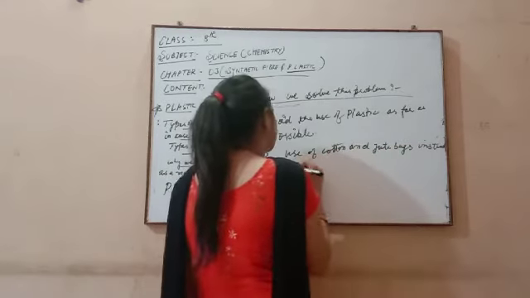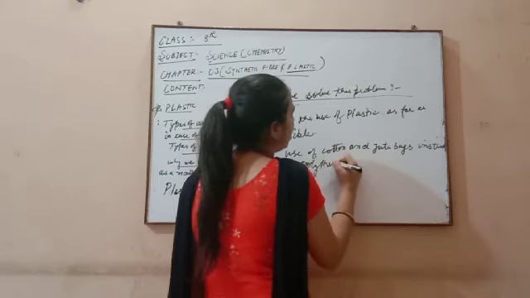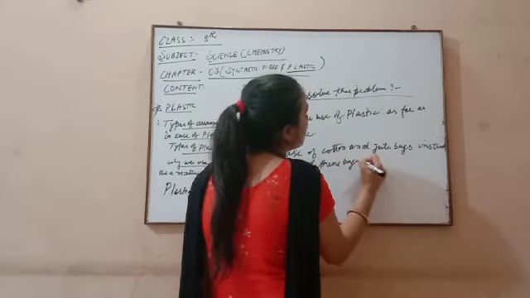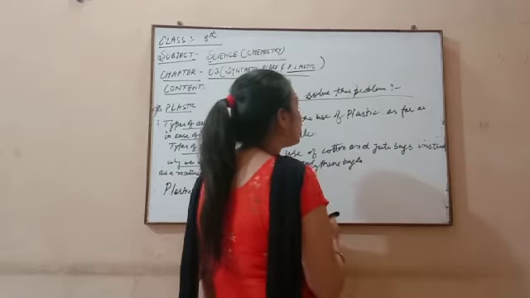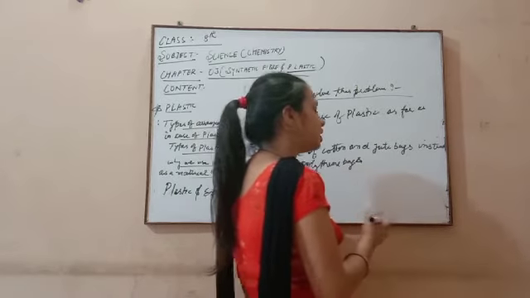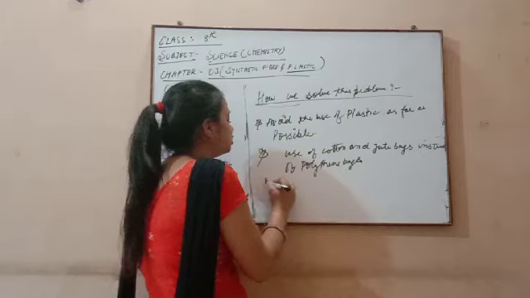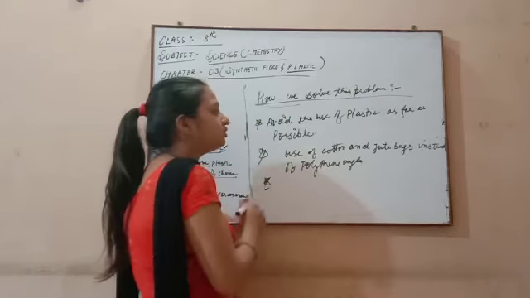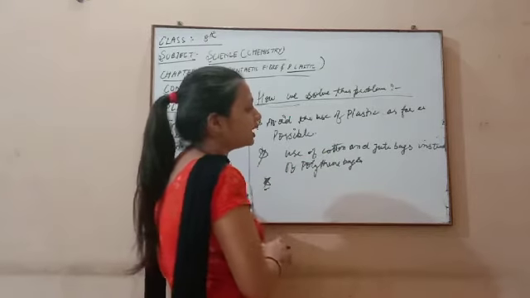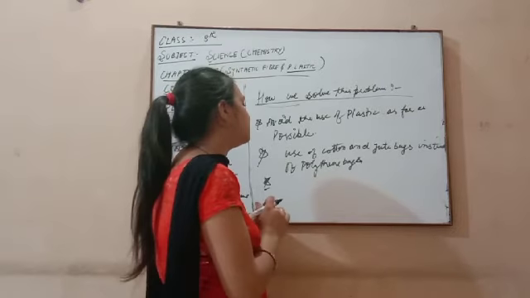Polythene bags. Instead of polythene bag, because polythene bag creates more pollution than jute and cotton bag, because jute and cotton bag easily dissolve in water and it's not a reason of pollution. So that's why we always use cotton and jute bag instead of polythene bag.